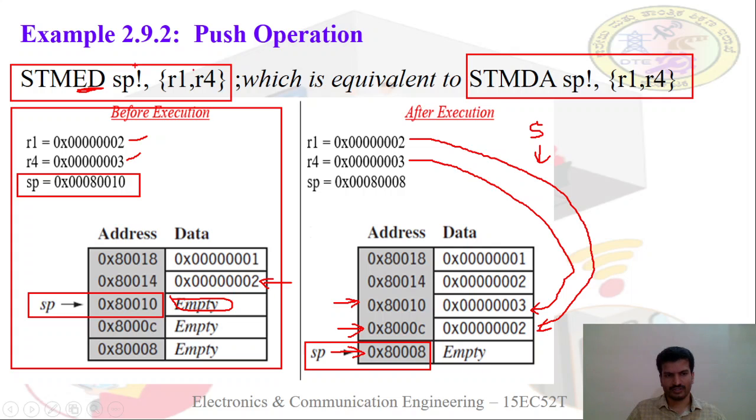Okay, so again here we have mentioned the exclamation symbol. The end address will be updated to SP. So here SP contains 80008. If this symbol is not present, then SP is unchanged. It will contain only 80010.